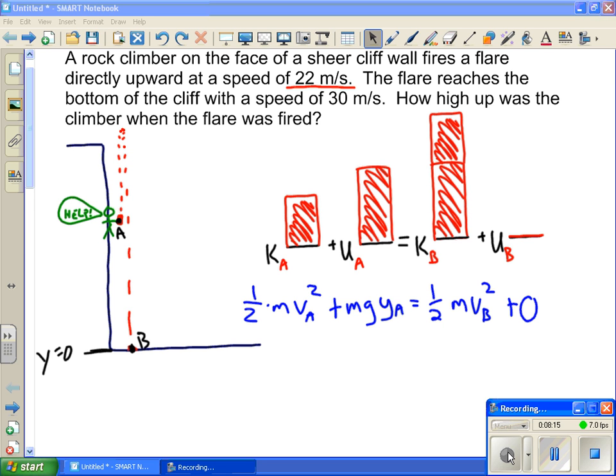But even though I don't know an actual number of joules for either of them, that's not going to stop me from solving this. First of all, if you look at the blue mass that I have there, the mass appears in every one of those terms. Now, there are two ways you can go here.